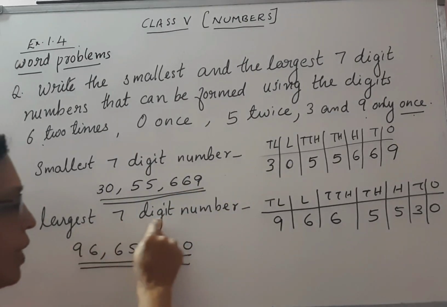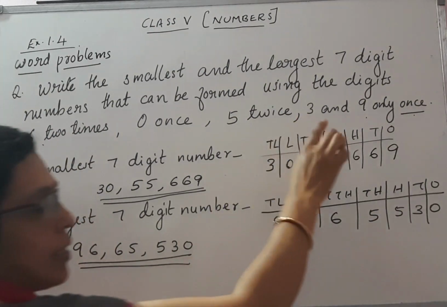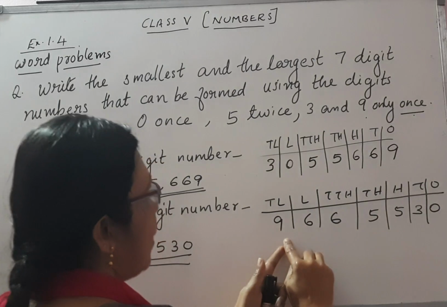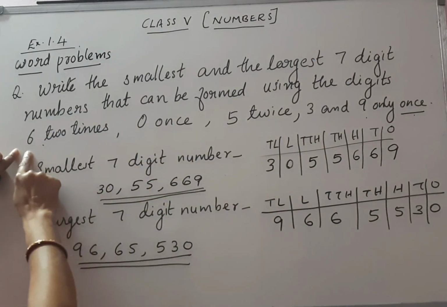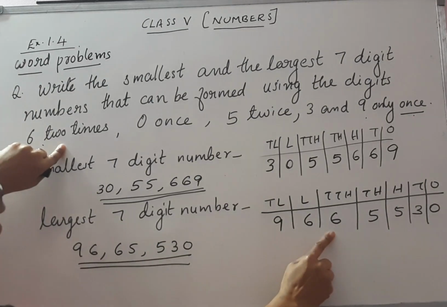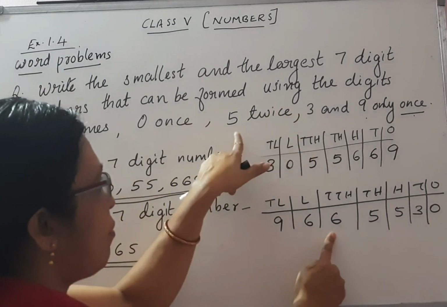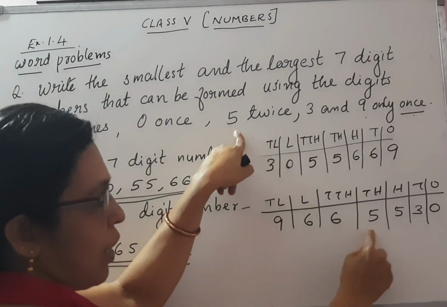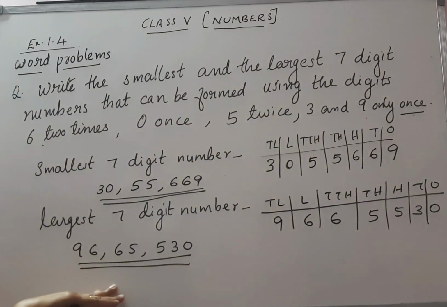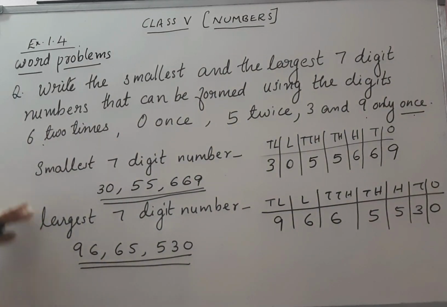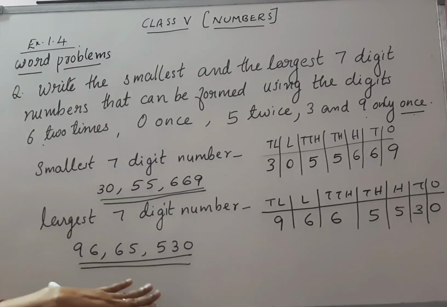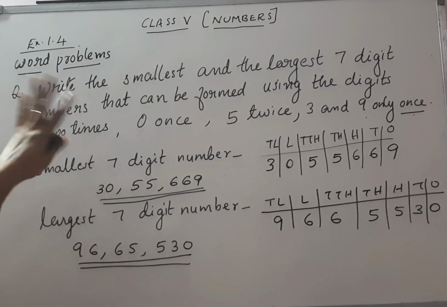Once more I will explain that largest 7-digit number. Descending order you have to write. Biggest digit 9, condition only one time. Next you go through the remaining digits. 6 is the biggest. How many times should you write 6? 2 times. Next we go through 0, 5, 3. 5 is the biggest. How many times? Twice. Next 3 only one time and 0 only one time. So we got the largest 7-digit number and also the smallest 7-digit number using the given digits, and those numbers are satisfying the given condition also.